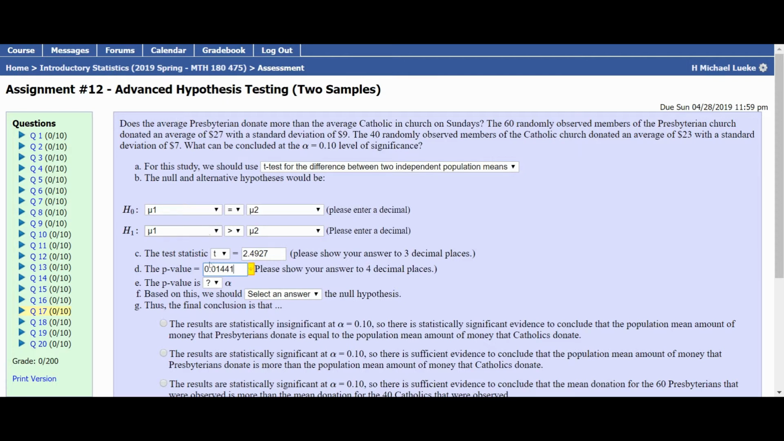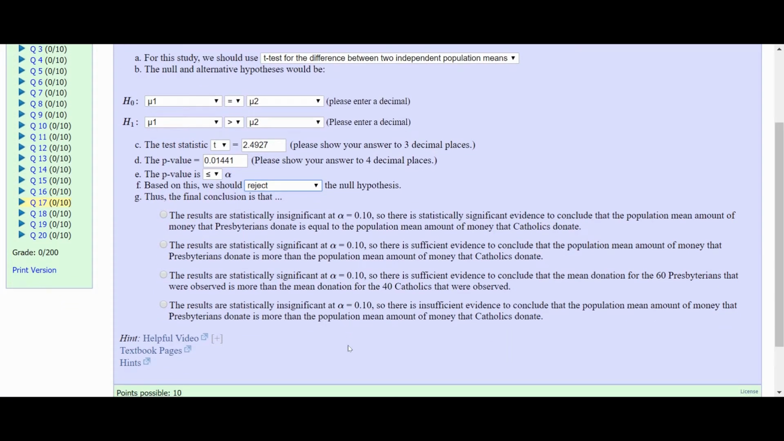And because the p value is less than or equal to alpha, then that means we're going to reject the null hypothesis that these two things are equal to one another. So notice the results are statistically significant, so we're going to eliminate the first and the last options. These are statistically significant results.